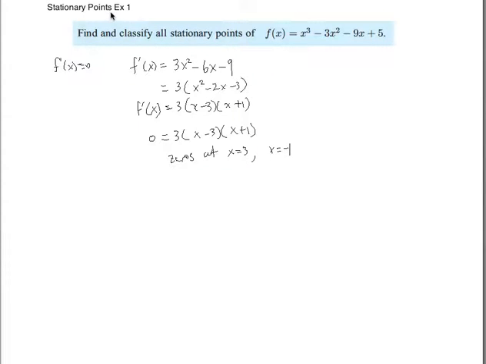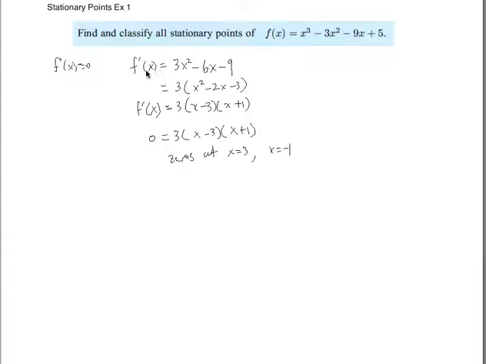Okay, so let's do the first example on stationary points. Find and classify all the stationary points of f of x equals this polynomial, x cubed minus 3x squared minus 9x plus 5. Okay, so first of all, we need to think about what stationary points are. Stationary points are the points where the derivative is equal to 0, right? And we said that stationary points could be a local maximum, a local minimum, or a point of inflection. So we have to classify what those are once we find where the derivative is 0.